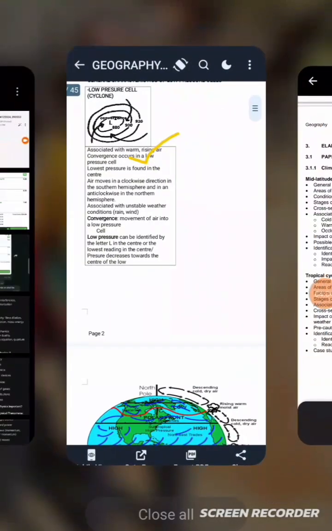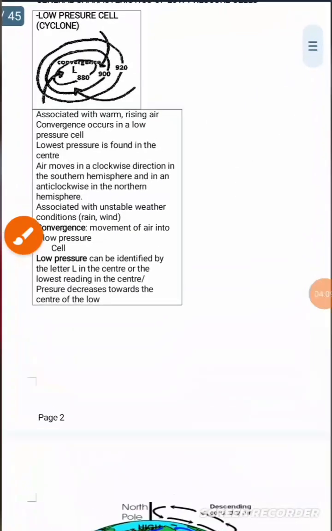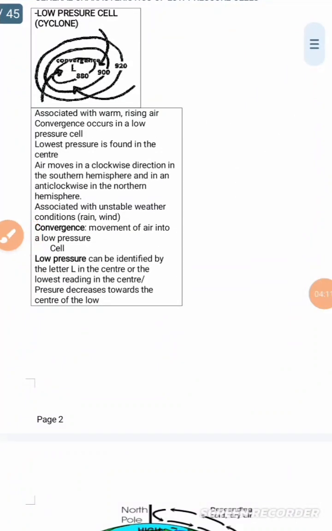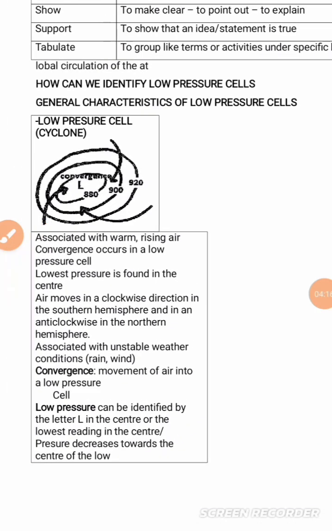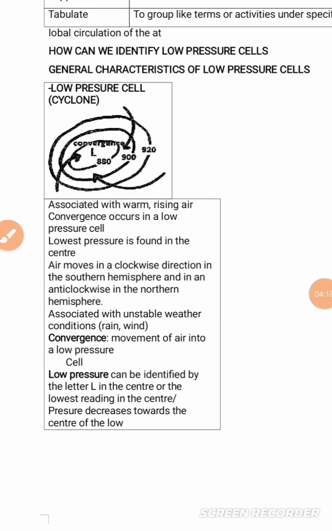Here with me I have this note. Here are the general characteristics of low pressures. We must know that mid-latitude cyclones are represented by low pressures. So firstly, we must know the characteristics of low pressure cells. So let's start.